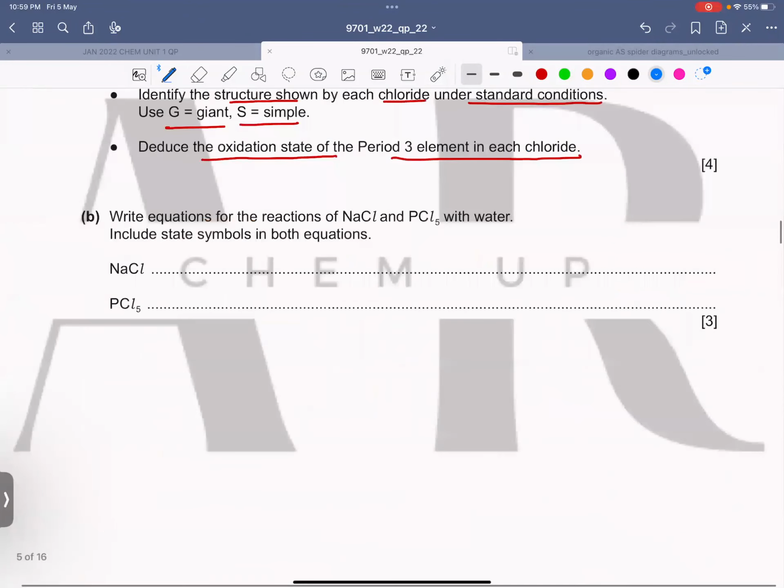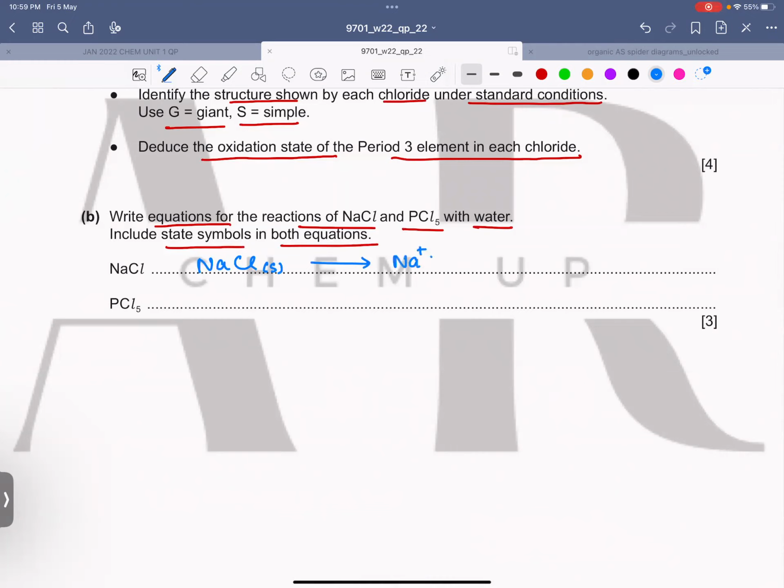Okay. Now, write equations for the reaction of sodium chloride and PCl5 with water. Include state symbols in both the equations. So, if you recall about sodium chloride, it's a solid one. When it dissolves in water, it just dissociates into ions, forming a sodium ion in the aqueous state and the chloride ion in the aqueous state. Nothing else happened.